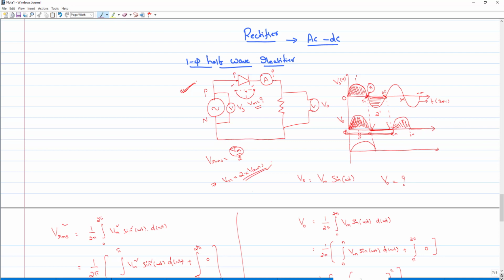So we have to be very careful, and we have to give at least this much reverse blocking voltage rating for the diode. We have to give this much, otherwise the diode will fail.